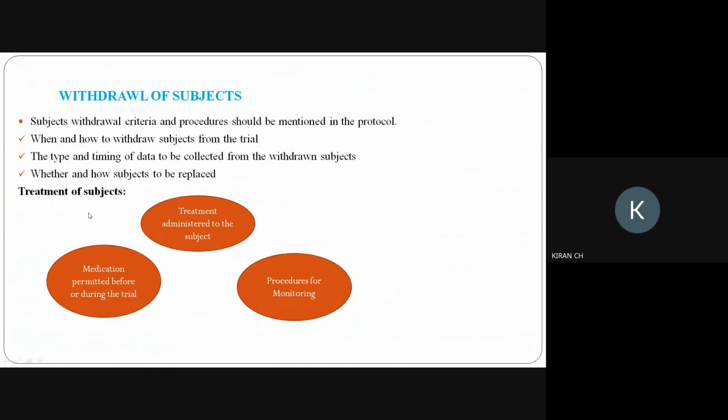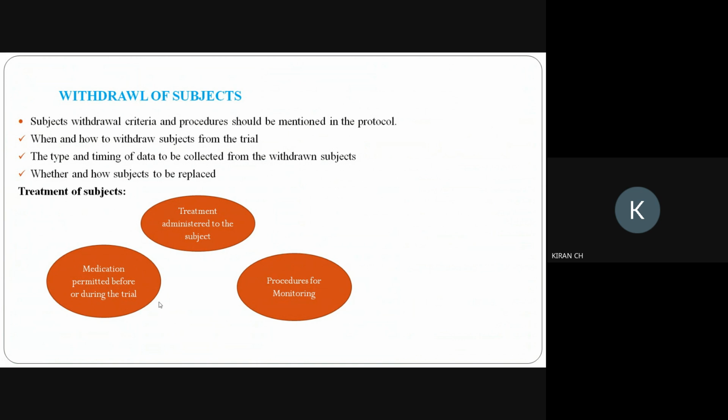Mainly, what is the procedure for the treatment of subjects? So, treatment administered to the subject, whatever treatment we are doing in the study, that treatment will be given to the patient. Medication permitted before or during the trial. Procedure for monitoring. So we'll have one section in the protocol on how we are going to treat the subject. In that, first we have to write whether medication is permitted before or during the trial, and what treatment we are going to give to the patient.